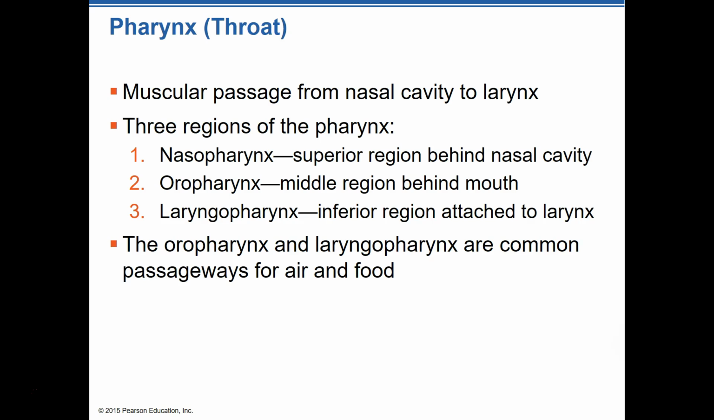The nasopharynx is not. So when you take a big old drink and somebody tells a joke and you shoot milk out of your nose, that's not normal, but it is possible. So it's not a normal route for food to pass.